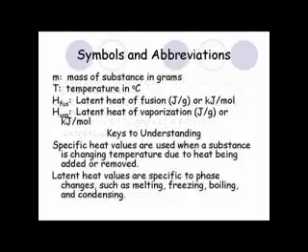Continuing with our symbols and abbreviations, a lowercase m will represent the mass of the substance in grams. Capital T will represent the temperature in degrees Celsius. Kelvin can also be used for this, but generally we'll use degrees Celsius. The symbol H with FUS subscript represents the latent heat of fusion, which is represented in joules per gram or sometimes in kilojoules per mole. The H VAP subscript is the latent heat of vaporization, also measured in joules per gram or kilojoules per mole.